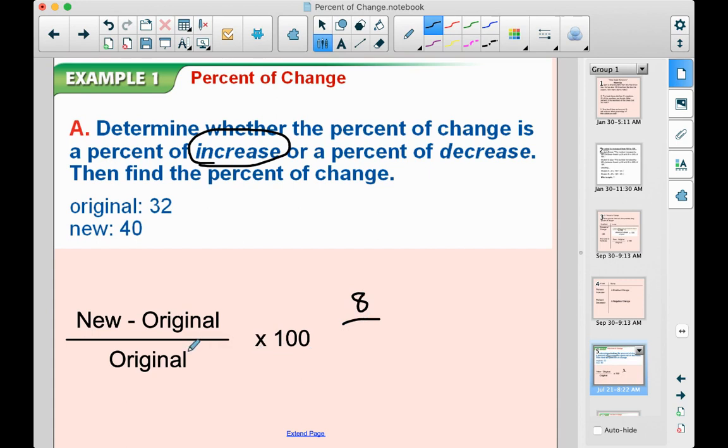And I divide that by the original number. This is the biggest mistake people make, is they'll plug in the wrong number here, so be careful. We plug in the original number where it started before it changed. Right? So the original number is 32.